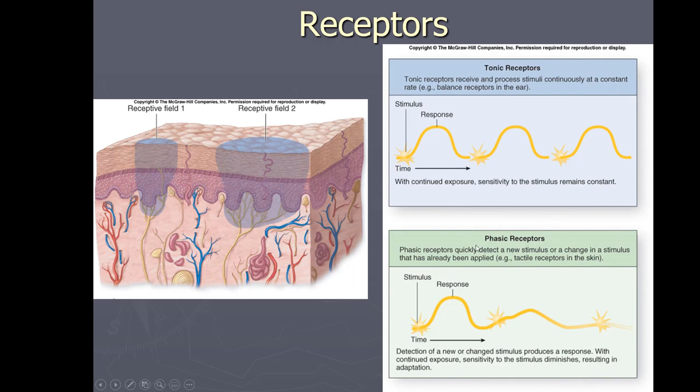If you compare that to a phasic receptor, you still get 3 stimuli, but the response actually gets smaller the more and more stimuli there are. So the receptor kind of adapts a little bit. And so depending on what part of the body you're talking about, some parts of the body have a lot of tonic receptors, which are good. Then some parts of the body have a lot of phasic receptors, and that's good in certain aspects also.